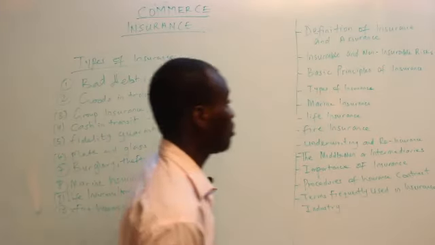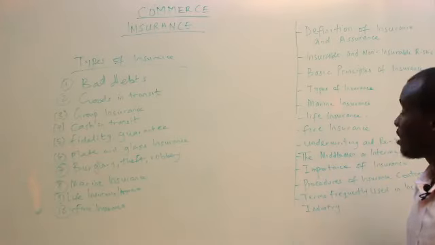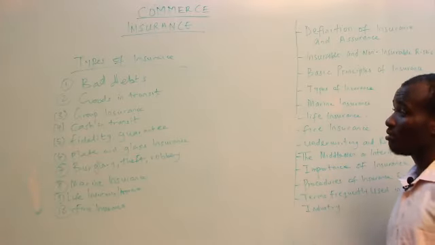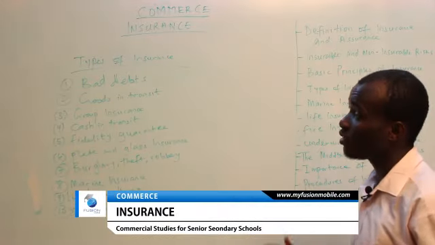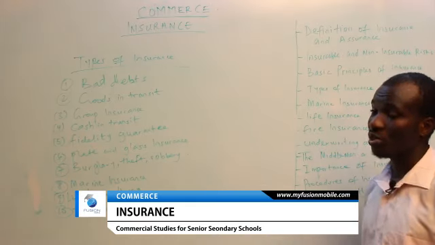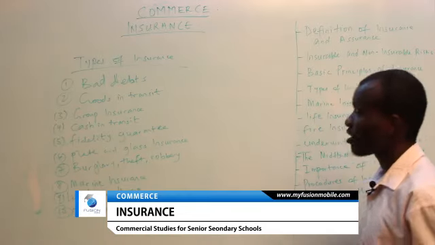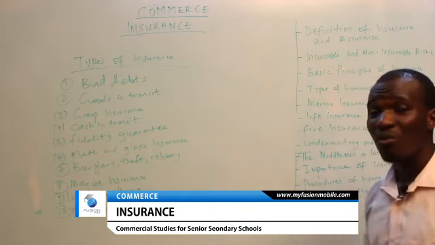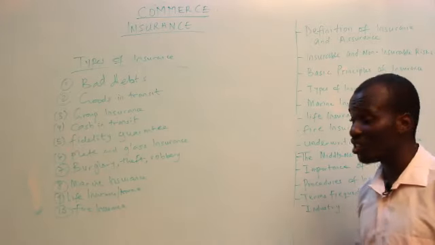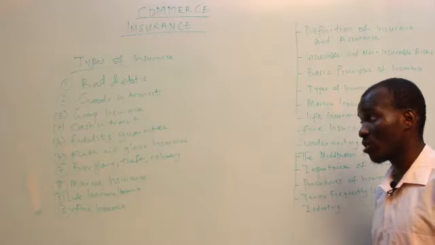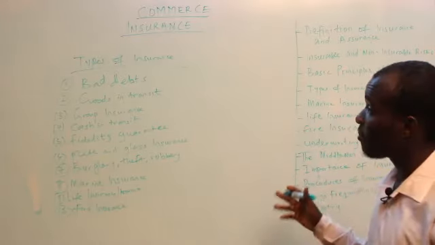Next on the list is types of insurance, and these are some of the few types. We have bad debt insurance, goods in transit insurance, group insurance, cash in transit insurance, you understand? We have fidelity guarantee insurance, plate and glass insurance, burglary, theft and robbery insurance, marine insurance, life insurance or assurance, and fire insurance. We have a lot of them. These are just a few on the list. So we are going to explain bad debt insurance.